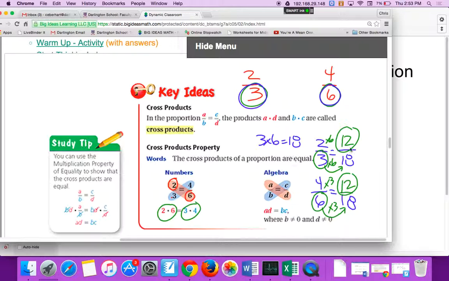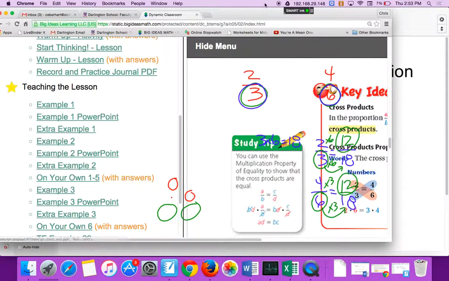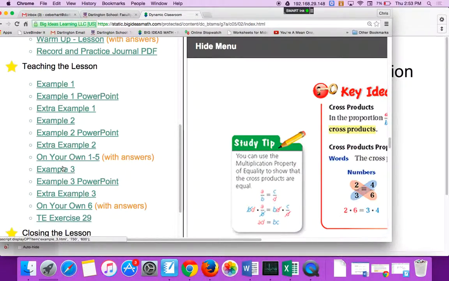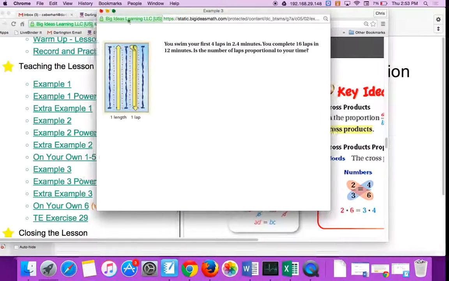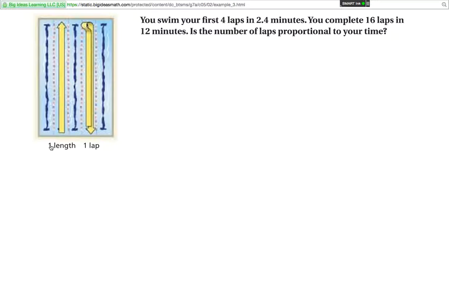All right. The last little puzzle piece we're going to look at is example 3 right here, a little application. It says you swim your first 4 laps in 2.4 minutes. You complete 16 laps in 12 minutes. Is the number of laps proportional to your time? My first question for you is, what does it mean when something's proportional? What does that mean in this problem? I'm not going to give you this answer, but when you come into class, I want you to be able to answer that. What does it mean to be proportional for this example?